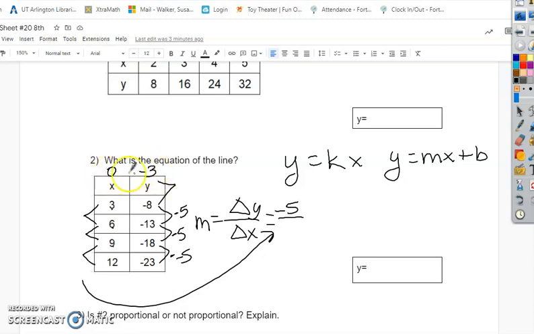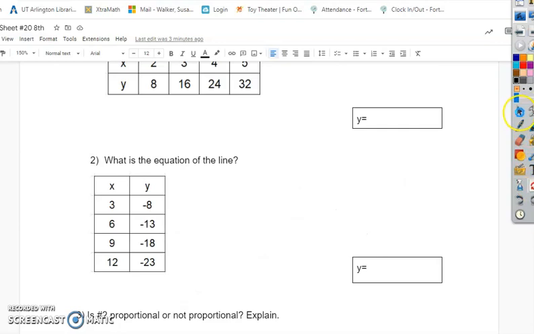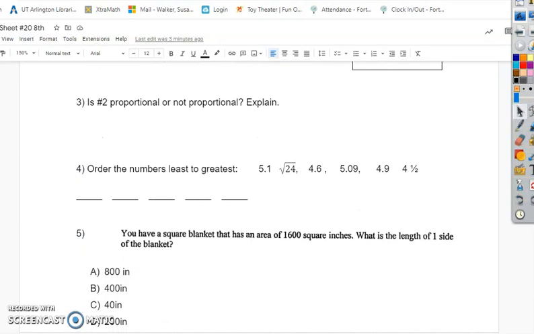This is not proportional. It does not go through 0, 0. So that is your B. Remember, y equals mx plus b. So y and x stay the same. B is -3. And your job is to put this fraction right in front of the x, because that is your m. Hopefully you know the answer to number 3. We basically just answered that.